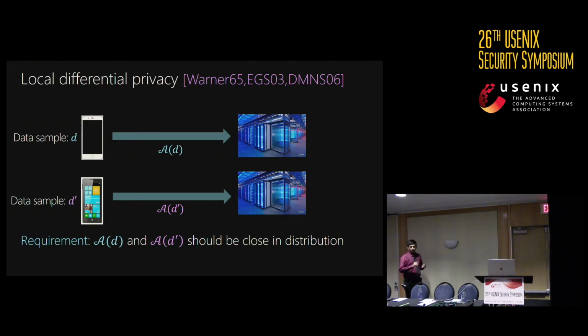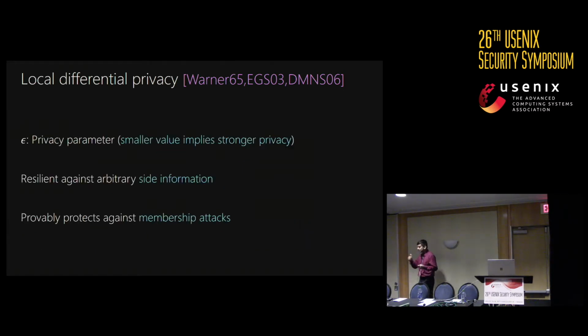Instead of giving the formal definition, let me tell you some of the semantics of this definition. The first thing is there is this parameter called epsilon. So this is what you can call the privacy knob. The smaller the value of epsilon, the stronger privacy you have. The higher the value of epsilon, the weaker privacy you have. And this epsilon, in a sense, is controlling, when I say this closeness in distribution, how close A of D and A of D prime are.